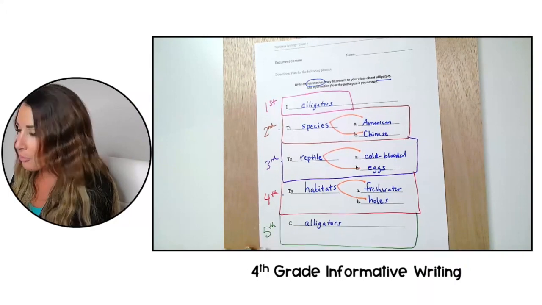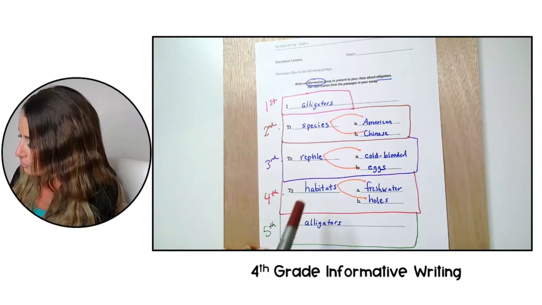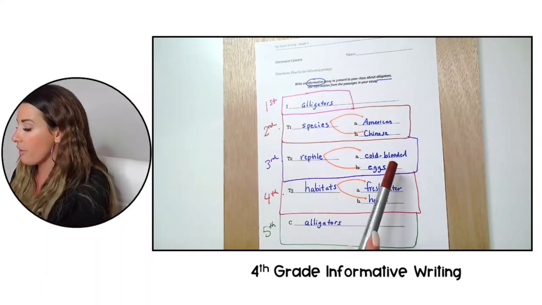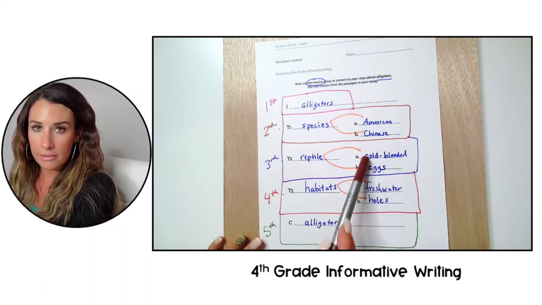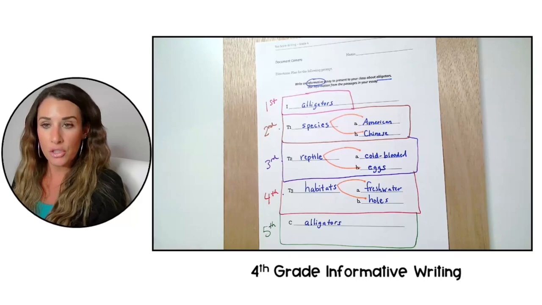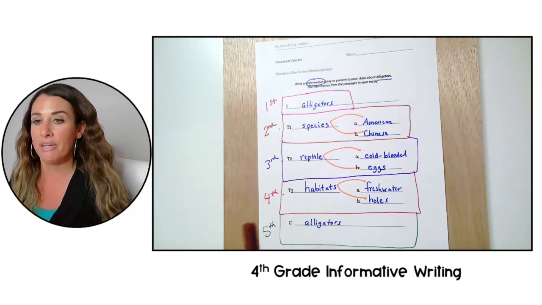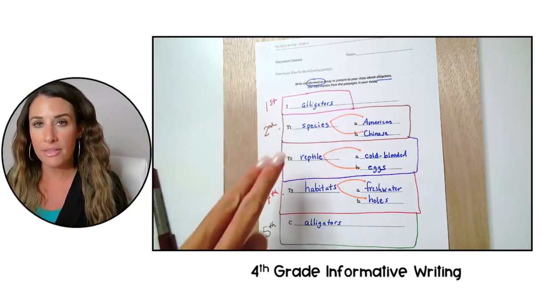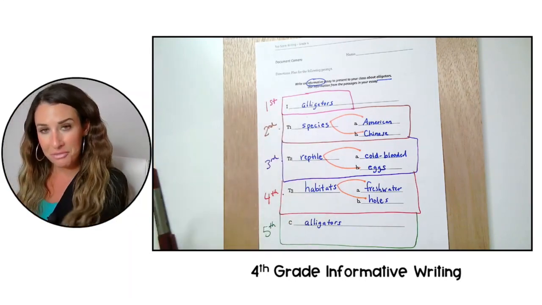And then when you get to your third paragraph, you're not going to have to ask either, because you know you're writing about how alligators are a reptile, and you're going to write 8 to 10 sentences about them being cold-blooded and the eggs that they lay. And then your fourth paragraph, you know that you're writing about the different habitats of alligators and the freshwater holes. So you know everything you are writing about before you even start writing.